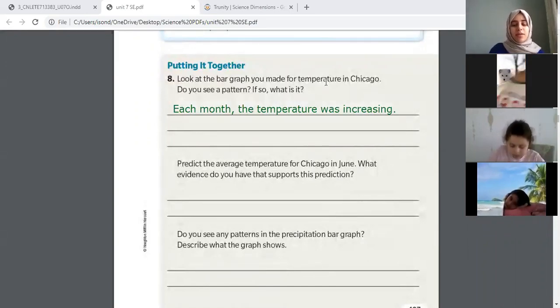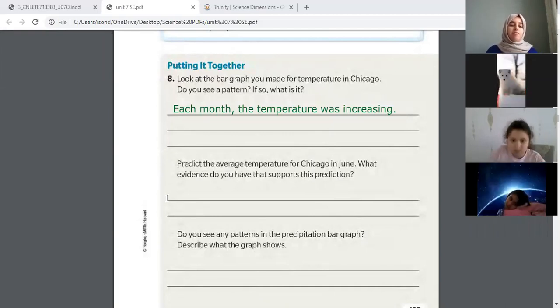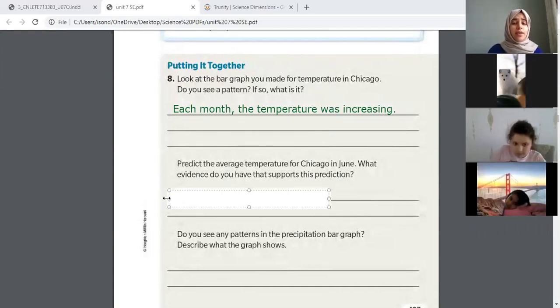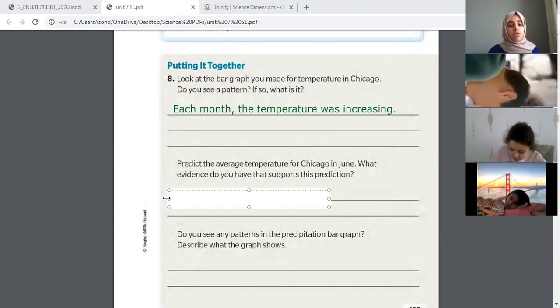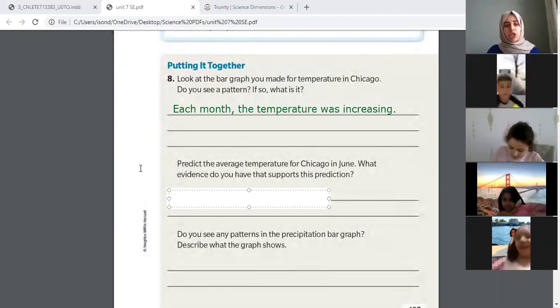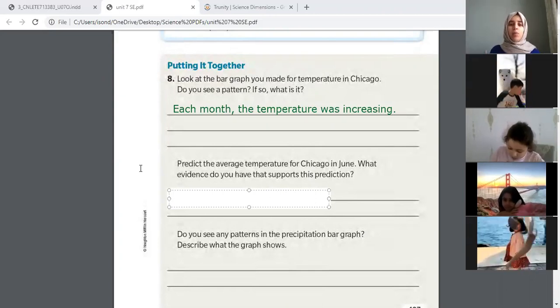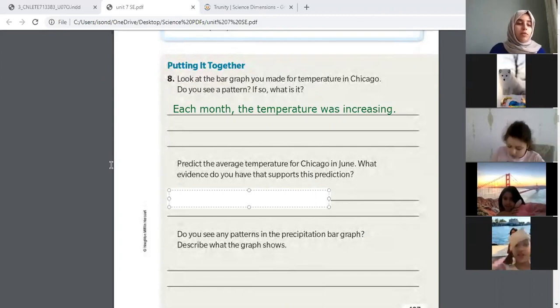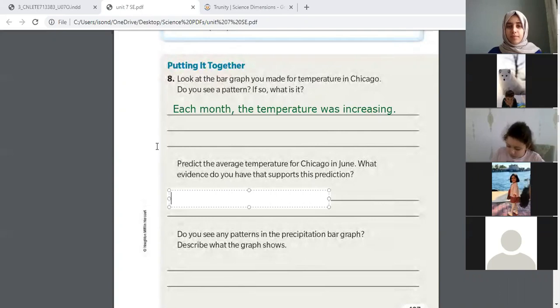Okay, so the next part, it says predict the average temperature for Chicago in June. So what evidence do you have that supports this prediction? So we have the temperature for March, April, and May. We want to predict what the temperature will be for June. Yara, in June, the temperature will be higher or lower? It will be higher because it keeps increasing, right?